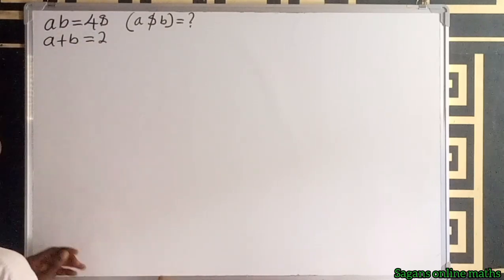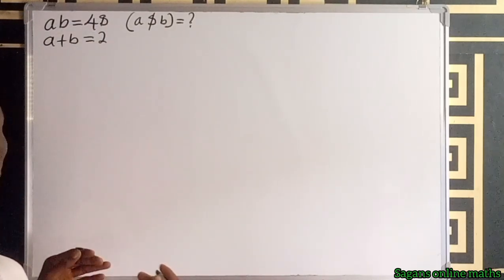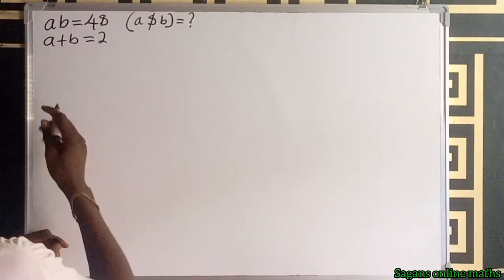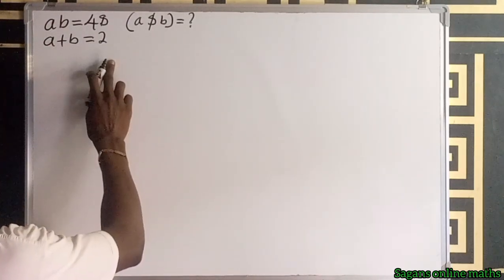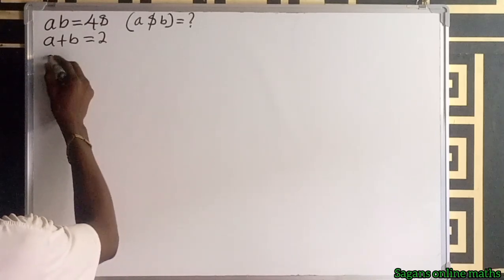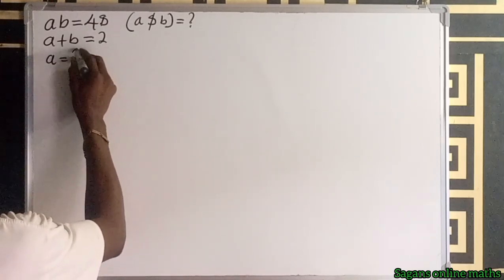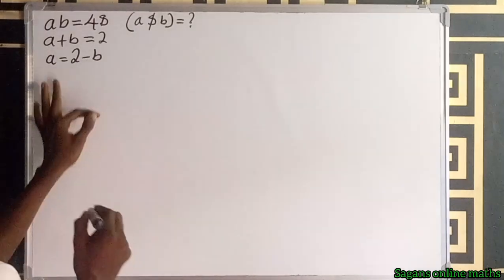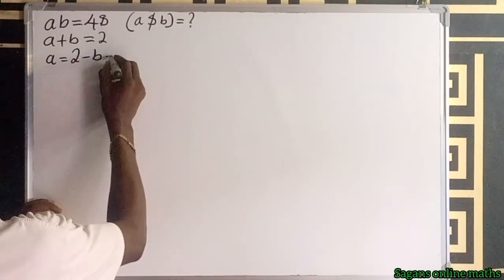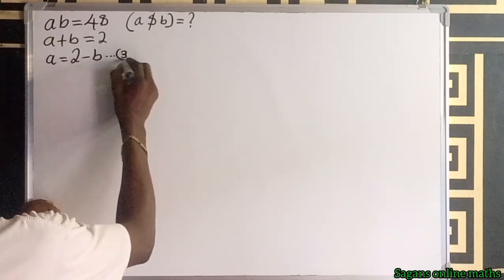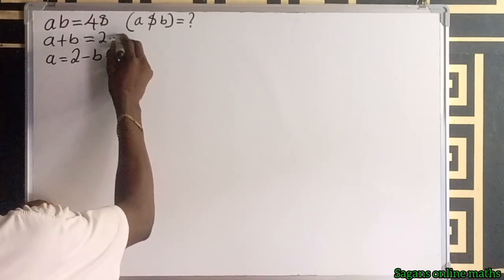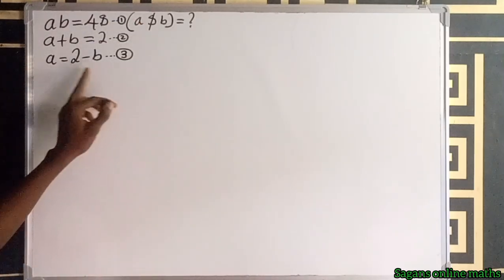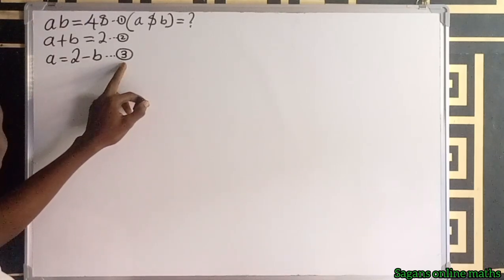From equation 2, we can make either A or B the subject of the formula. By making A the subject of the formula, A is equal to 2 minus B. Now, this is equation 3. And this is equation 2, and this is equation 1.